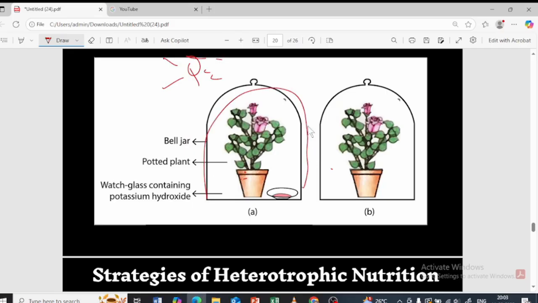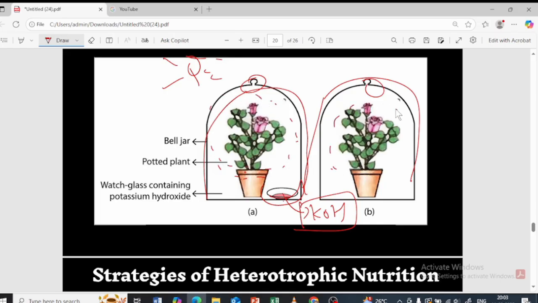I will be putting the glass jar, the bell jar, above both of the potted plants, and in one of the potted plants I am going to keep the watch glass which is filled with potassium hydroxide. Now this potassium hydroxide has the ability to absorb whatever carbon dioxide is present. Obviously, even if it is closed, the carbon dioxide will still be present. Now I want it to absorb. That is the reason I am going to keep potassium hydroxide here. So this potassium hydroxide will absorb whatever carbon dioxide is present over here.